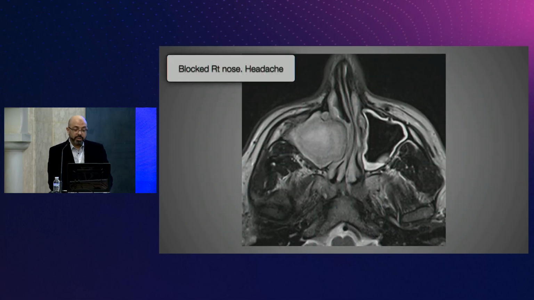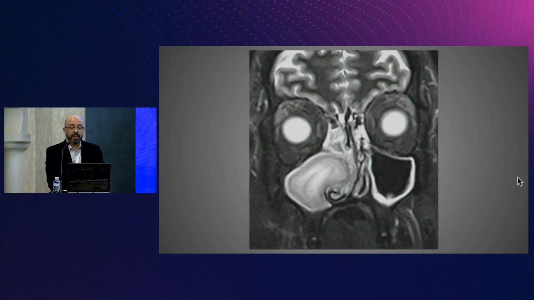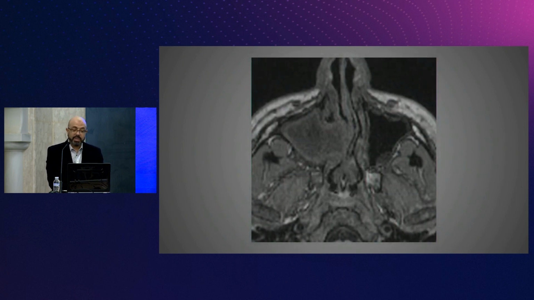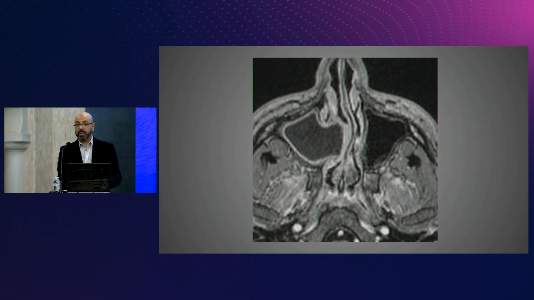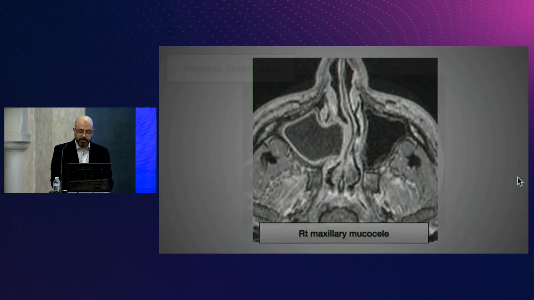Patient with blocked right nose and headache. Again, expansion in the sinus, T2 high signal intensity. You can see that the middle meatus is pushed medially, the nasal septum is pushed medially. On T1WI, it's a low signal. You can see that the mucosa is still there, thickened. Give contrast to make sure that there's no enhancing mass lesion here. And this was just a simple mucocele.